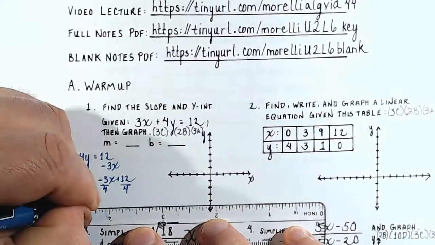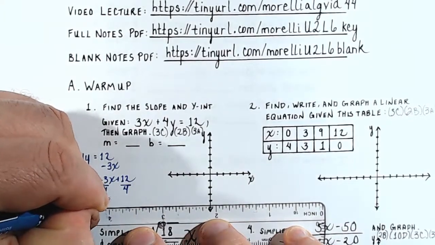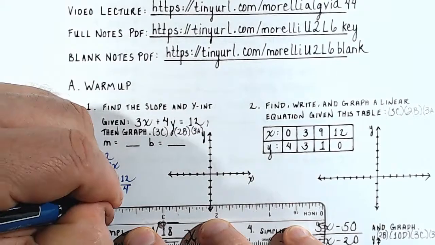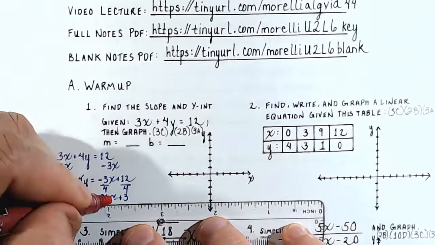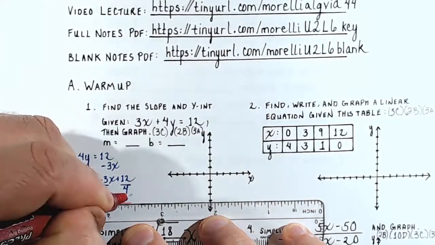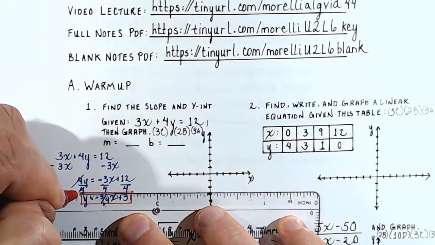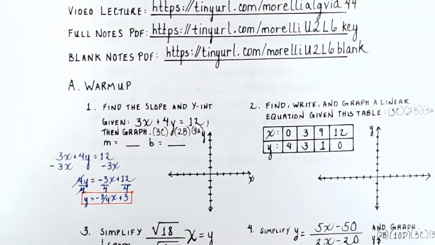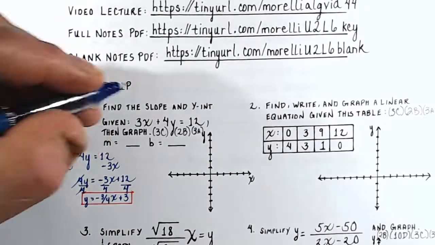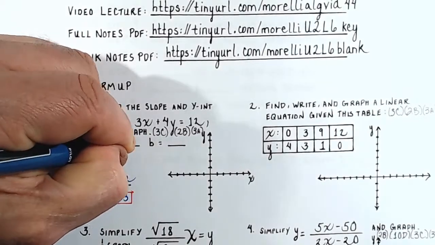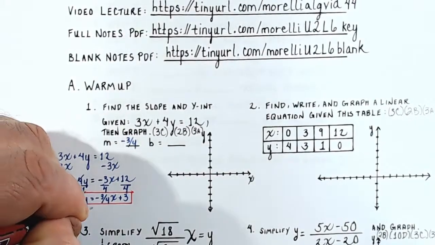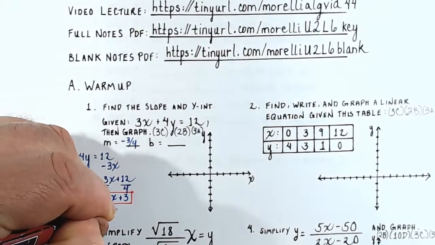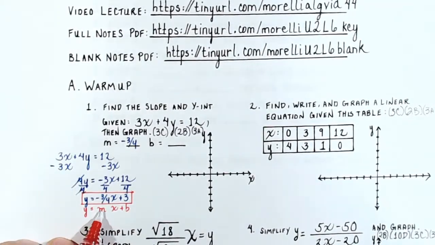y = -3/4 x + 12 over 4 is 3, so plus 3. And this is an equation in slope-intercept form. This is something we can read our values right off of and also use to graph. So the slope is -3/4. The reason we're able to read the values off is because this is in slope-intercept form, y = mx + b, where m is the slope and b is the y-intercept. So the y-intercept would be 3.